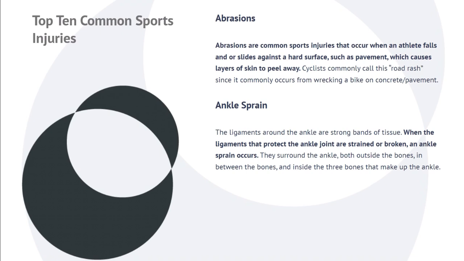Ankle sprain. The ligaments around the ankle are strong bands of tissue. When the ligaments that protect the ankle joint are strained or broken, an ankle sprain occurs. They surround the ankle, both outside the bones, in between the bones, and inside the 3 bones that make up the ankle.